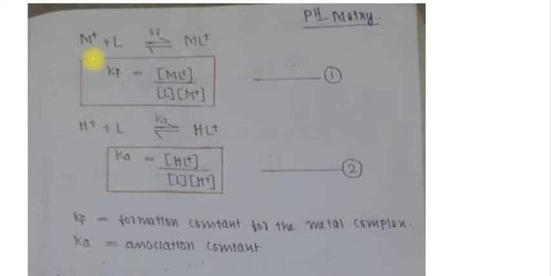Here M plus L, that means a ligand, reversible arrow ML plus, here it is Kf, that means a formation constant for a metal complex, and we know that Kf will be equal to the concentration of the product, that is ML plus, divided by the product of the reactants, that means the concentration of L into the concentration of M plus. And another equation is H plus L, reversible arrow HL plus, where Ka is a constant and Ka is equal to the concentration of HL plus divided by the concentration of L into H plus.